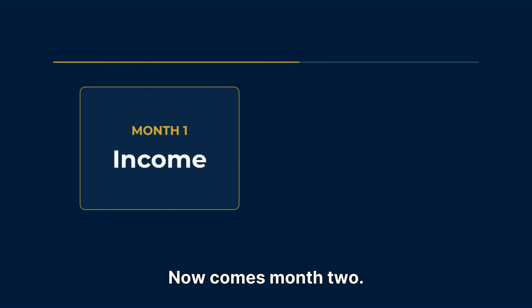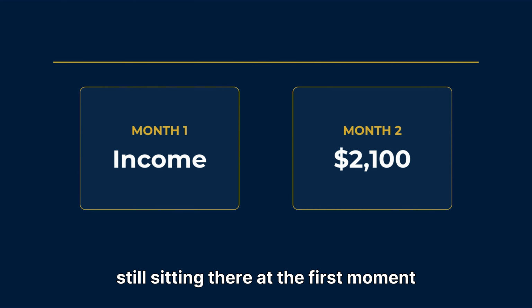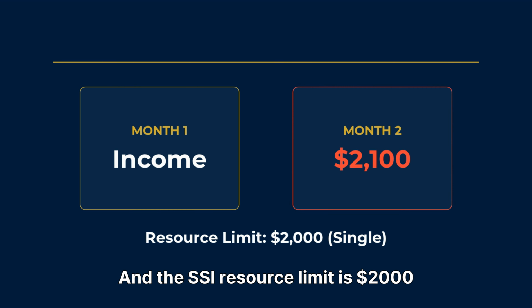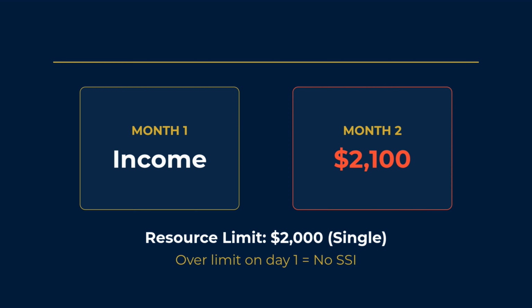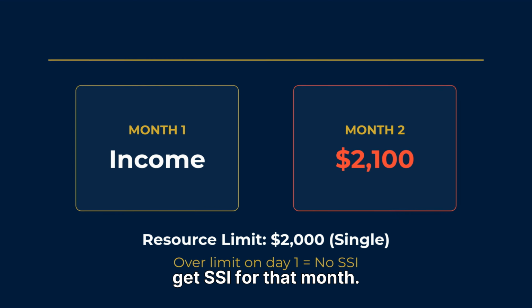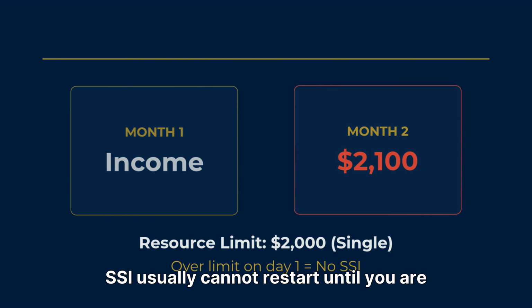Now comes month 2. If too much of that money is still sitting there at the first moment of the next month, it becomes a resource. And the SSI resource limit is $2,000 for one person. If you are over the limit at the beginning of the month, you cannot get SSI for that month. SSI usually cannot restart until you are back under the limit.